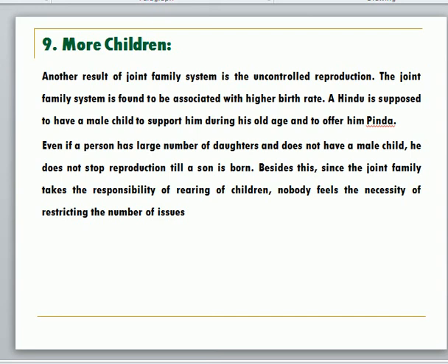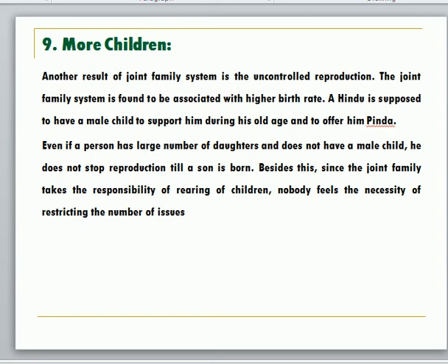Another result of a joint family system is uncontrolled reproduction. The joint family system is found to be associated with a high birth rate, especially as a Hindu is supposed to have a male child to support him during his old age and to offer him penda. It means support him. Even if a person has a large number of daughters and does not have a male child, he does not stop reproduction till a son is born.